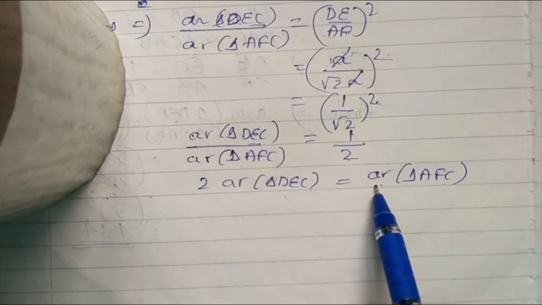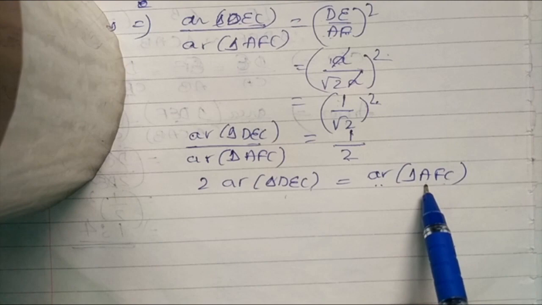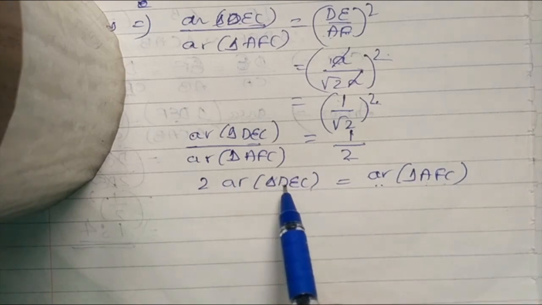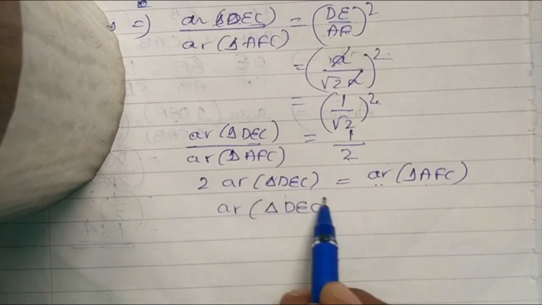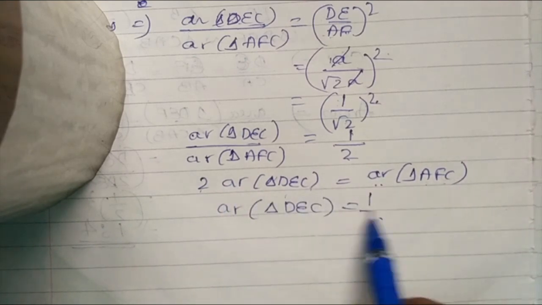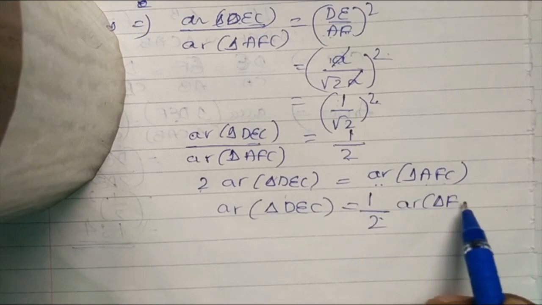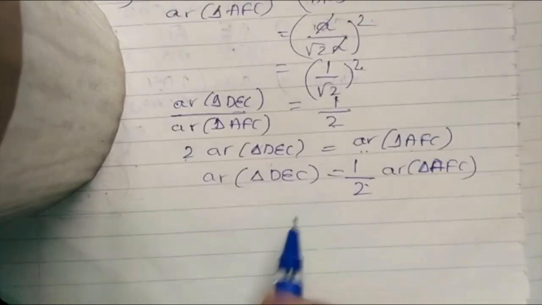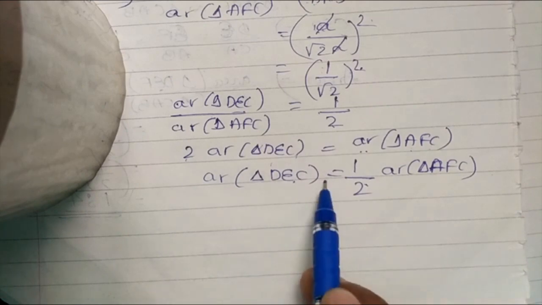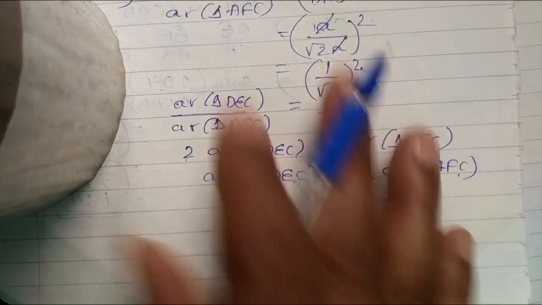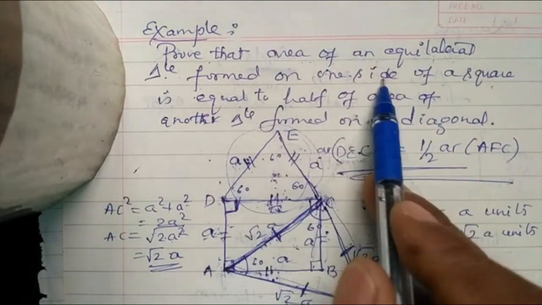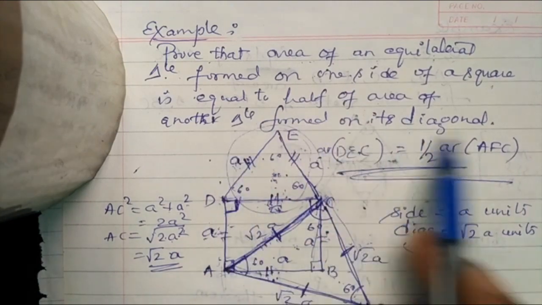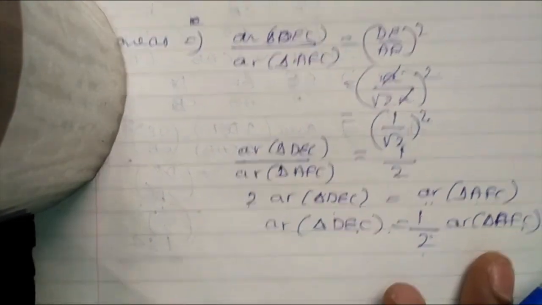The area of the triangle formed on the diagonal is double the area of the triangle formed on the side. Or, shifting the 2, the area of the triangle formed on the side is equal to half of the area of the triangle formed on the diagonal. That is the question here. Like this you can solve the problem using the concept of similarity.